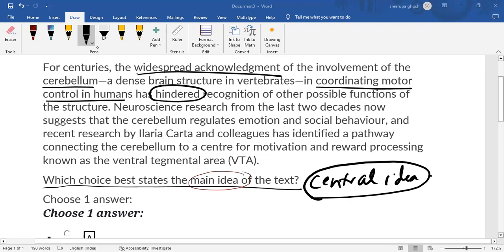The neuroscience research that is going from last 2 decades says that the cerebellum regulates emotion and social behavior. Yeah. What is the second sentence talking about, or what is the idea that you're getting from the second sentence?